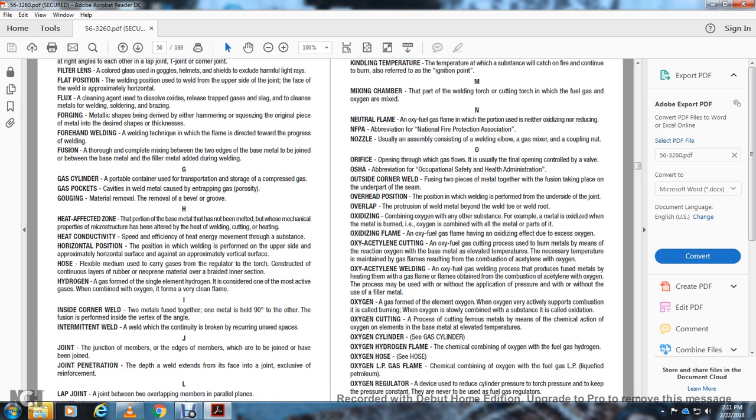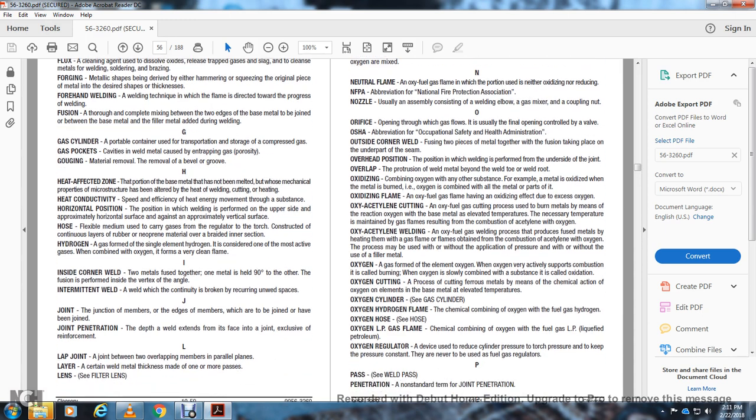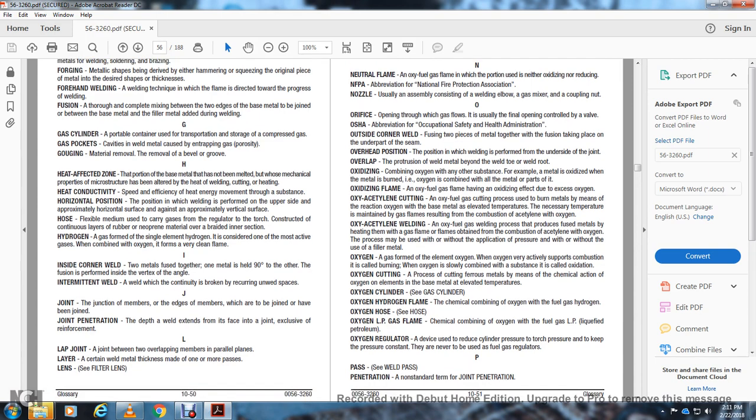Oxygen hose: see hose. Oxygen, liquid oxygen. Oxy-liquid petroleum gas flame: a flame containing the chemical combination of oxygen with the fuel gas liquid petroleum. Oxygen regulator: a device to reduce the cylinder pressure to that of the torch, or to keep the pressure constant, and never to be used with the gas cylinder regulator. Pass: see weld pass. Penetration: a non-standard term for joint penetration.